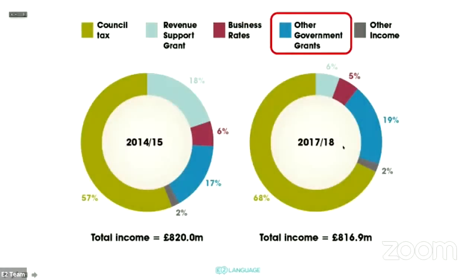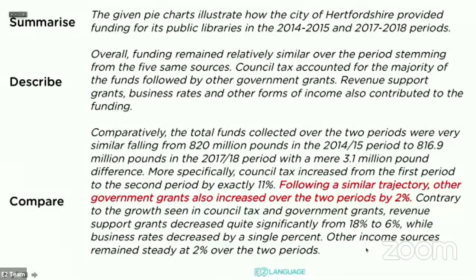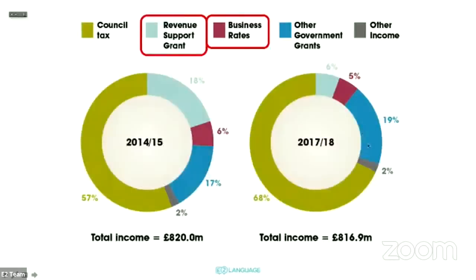Similarly, there was an increase of 2% in other government grants as well. Beautiful. So, as I said, following a similar trajectory, other government grants also increased over the two periods by 2%. So mine's pretty similar to yours.